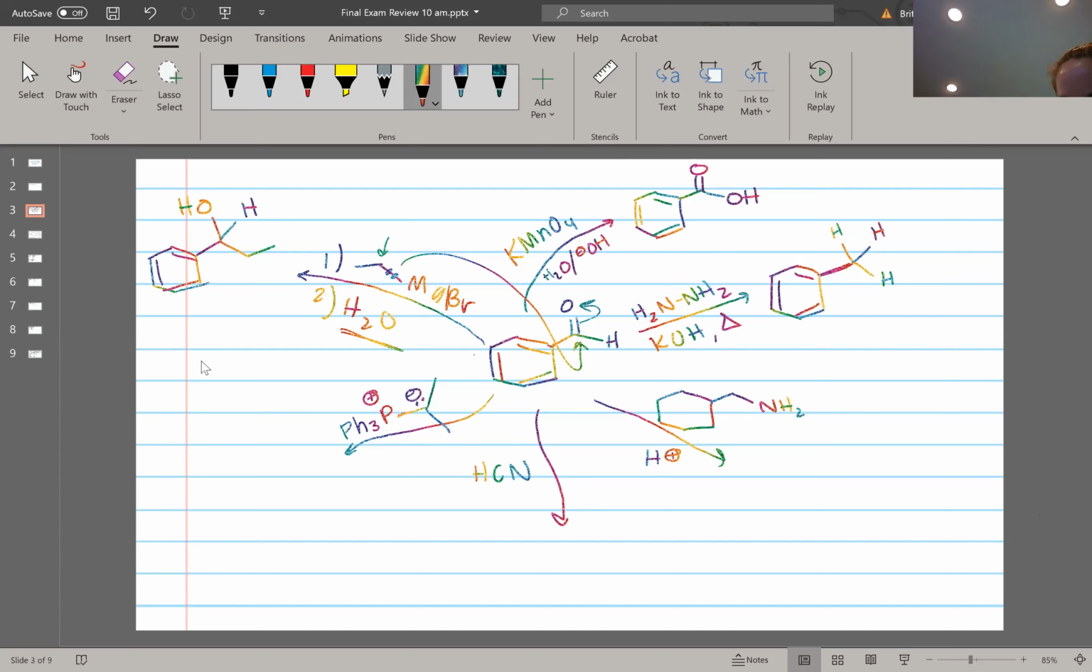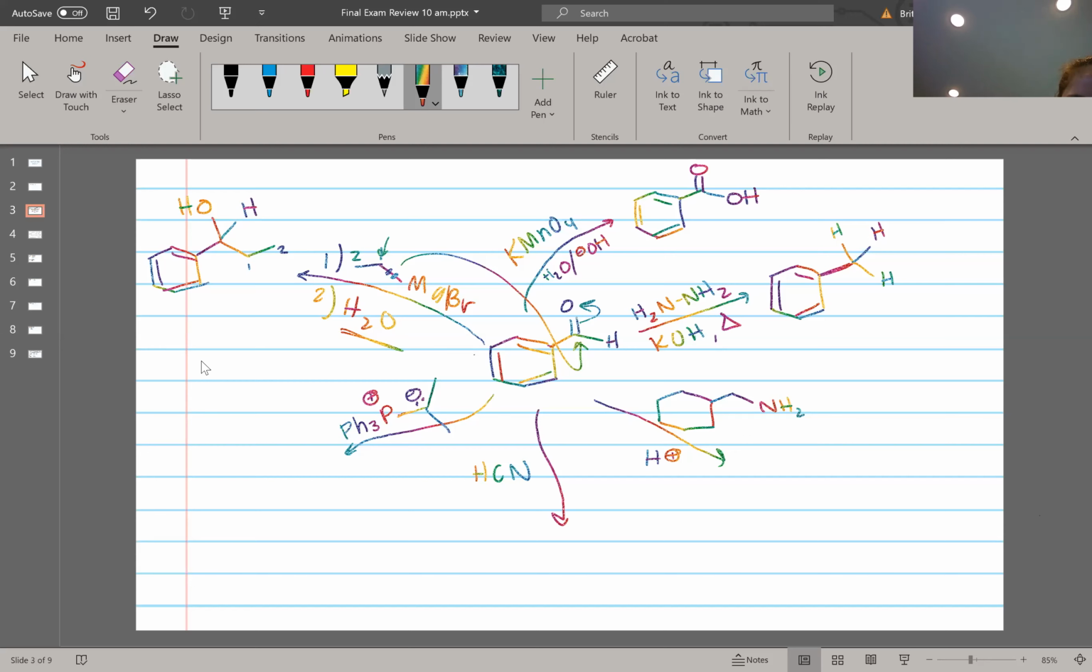So with the Grignard reagent, always be really careful. Make sure that you're adding the right number of carbons. So there's 1 here and the second one here. 1, 2. Does that make sense? Yes.